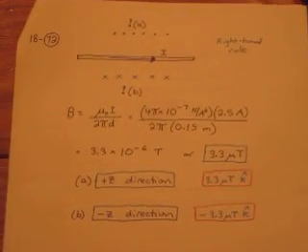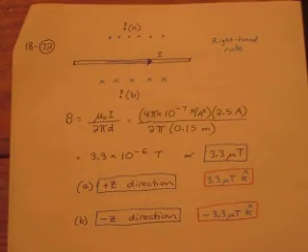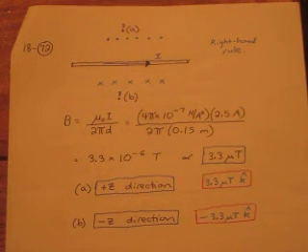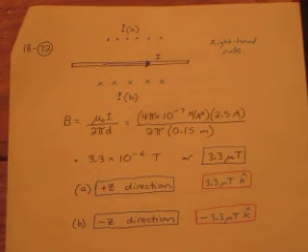Number 72 says a long straight wire carries 2.5 amperes along the positive x-axis. Okay, so I've got the current going in the positive x-axis. Find the magnitude and direction of the magnetic field at A, a point 15 centimeters away on the positive y-axis, and B, a point 15 centimeters away on the negative y-axis.